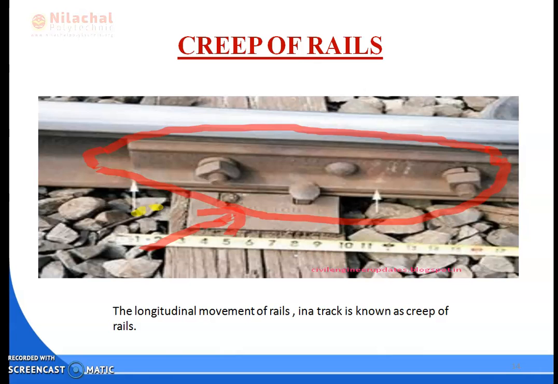It is common to all tracks. It is commonly seen in all tracks, whether the rail is a flat-footed rail, bull-headed rail or double-headed rail. The value changes from 0 to 130 mm per month. Normally, why does this creeping of rails occur? The minor causes are that the rails are not properly fixed to the sleeper. Creep means the rail will slip from the side.